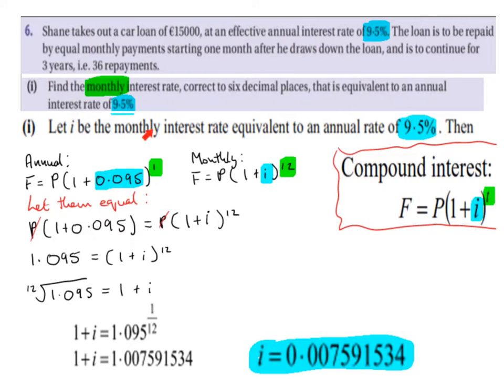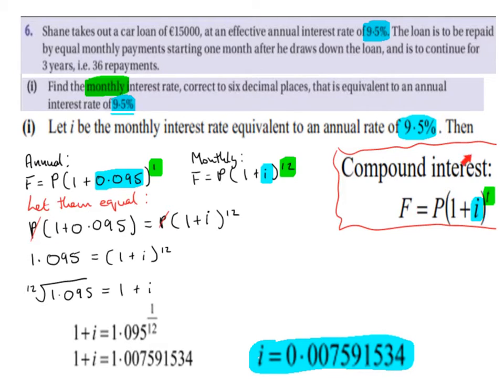So we let I be the monthly interest rate equivalent to an annual rate of 9.5%. We're going to use our compound interest formula, which is F equals P times (1 plus I) to the power t, with P being the principal amount, I being the interest, and t being the time. So annually, we have F equals P(1 plus 0.095) to the power of 1. The 0.095 is the 9.5%, and it's to the power of 1 because it's 1 year.